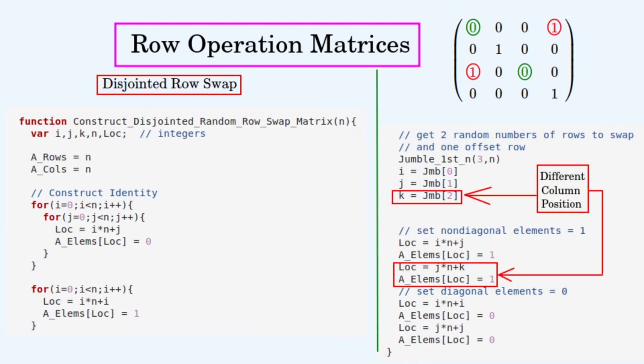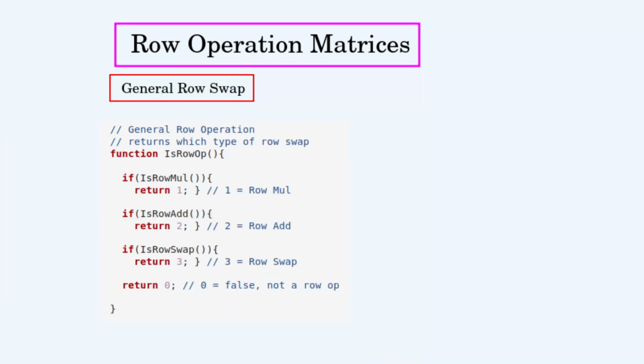The last matrix generating function is the disjointed row swap. It creates a row swap with one of the ones not in the right position. I do this by generating three jumbled numbers. The first two create the standard row swap matrix, but the third variable gives one of the ones a different column position, which is contained in the variable k. And we can pack these three checking functions up into this one general checking function that can tell us whether this matrix is a row operation or not, and if it is, then which row operation it is.